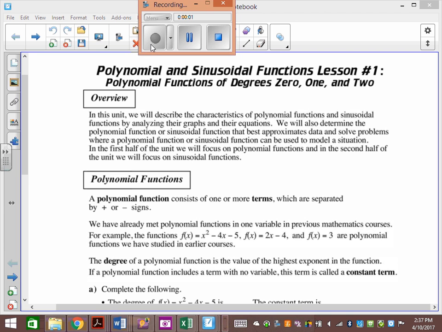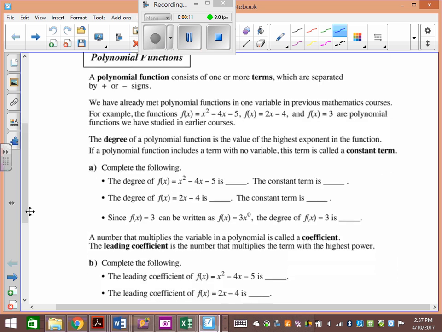So we're just doing this as polynomial. We're not going to do the sinusoidal part of this. We're on page 331. So polynomial functions. A polynomial function consists of one or more terms which are separated by plus or minus signs. So one or more terms separated by plus or minus signs. That's a key thing to a polynomial function.